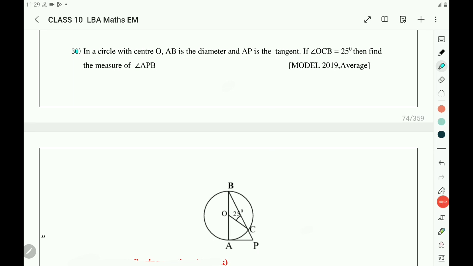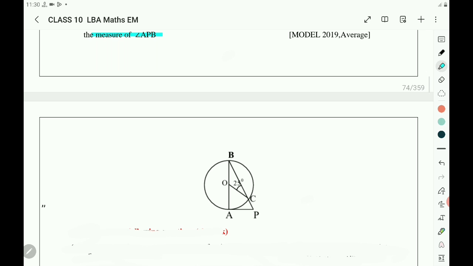Question number 30. In a circle with center O, AB is the diameter and AP is the tangent. If angle OCB is equal to 25 degrees, then find the measure of angle APB. Here you observe the figure. O is the center of the circle. OC and OB are the radii of the circle. And angle OCB is given, 25 degrees. We have to find the measurement of the angle APB.